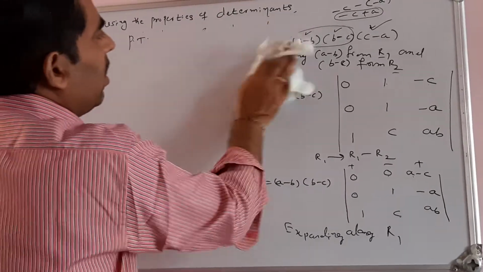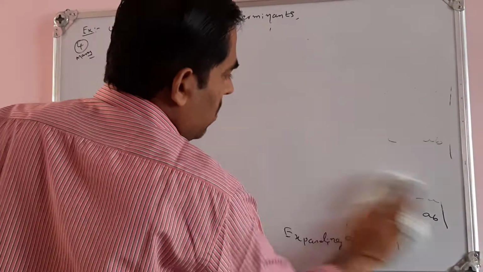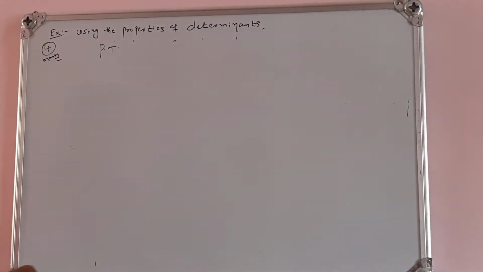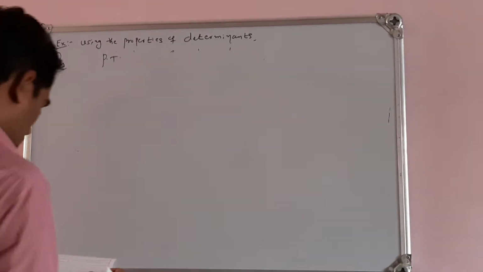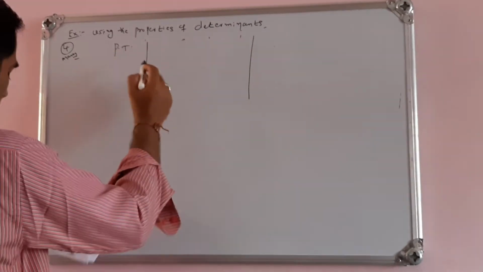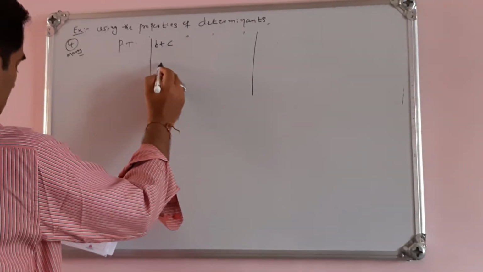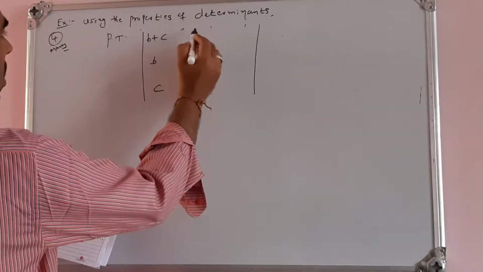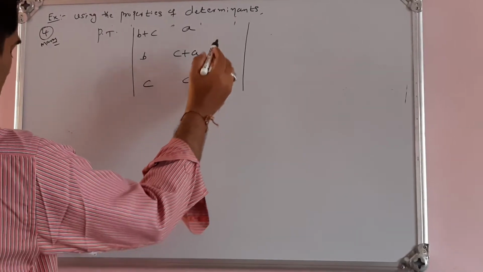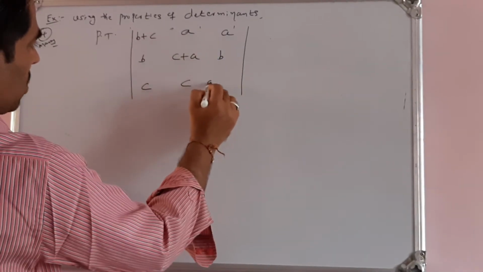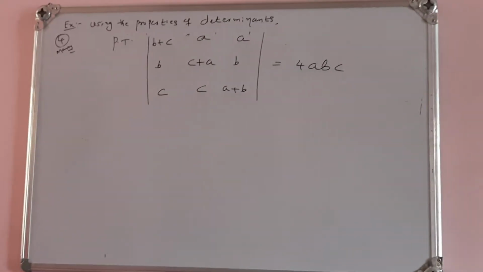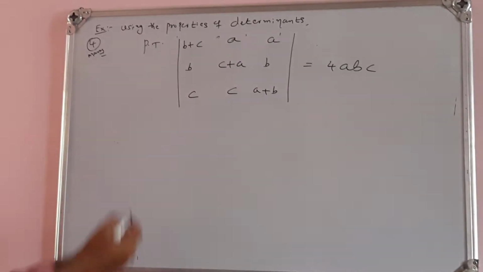On the properties of determinants. So what is the property? So using the properties of determinants, prove that. So let us write the determinant here. Prove that b plus c, first column, I am writing the first column. Then the second column is a, c plus a, then c, a, b, then the sum of these two, that is a plus b. And on the right hand side, you should get 4abc. Okay, this is another problem for 4 marks.